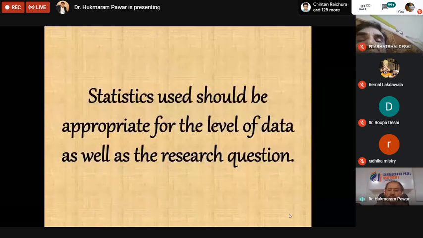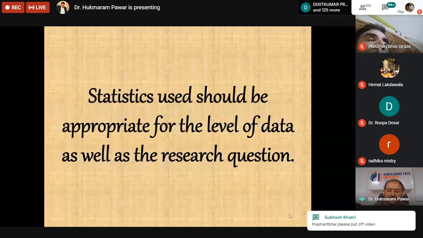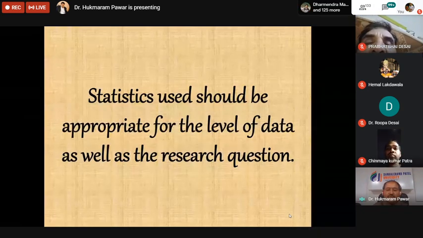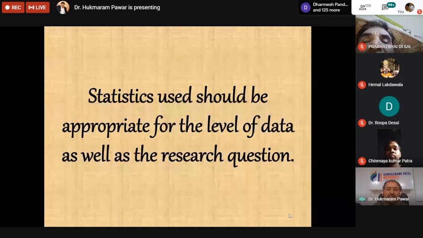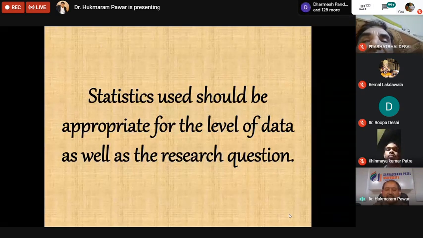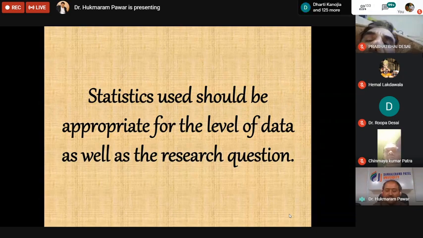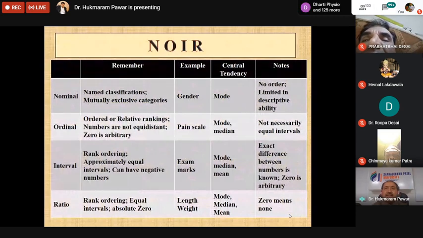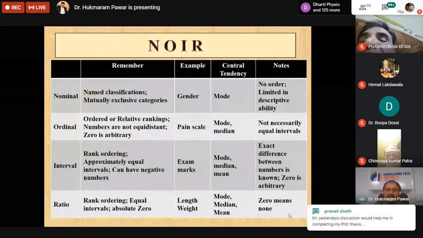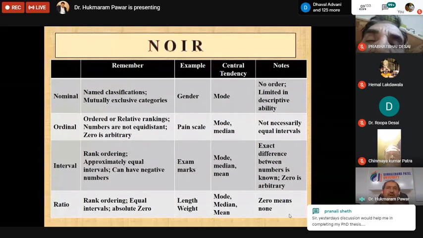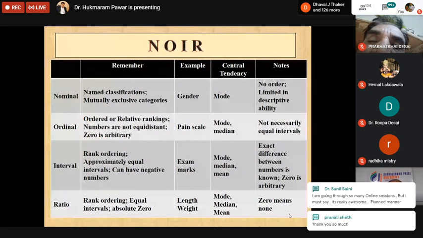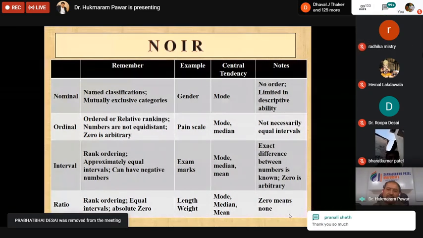Statistics should be appropriate for the level of data as well as the research question. So whatever your research design, whatever your research idea, whatever data you collect, the more appropriate statistics should be applied, and for that you must understand what kind of data you have and what kind of measurement you have. You can easily remember the four kinds of data by NOIR, which is the short form of nominal, ordinal, interval and ratio. These things I have already discussed.